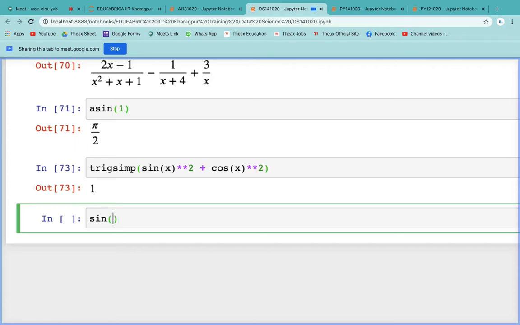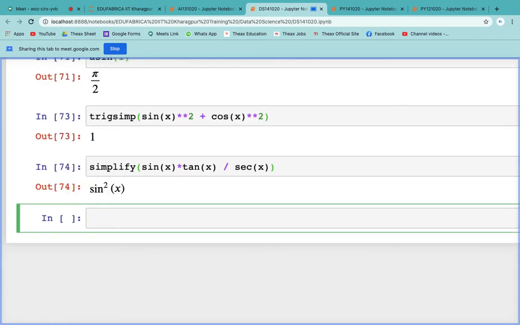Okay. So sine x multiplied by tan x divided by sec x. What is the result? Sine squared x. Easy. The upper you get sine squared and the below you get cos squared. It's easy. Sine squared x, you get the result.